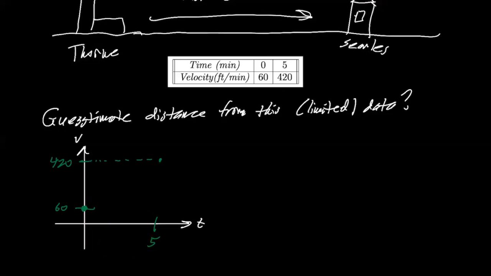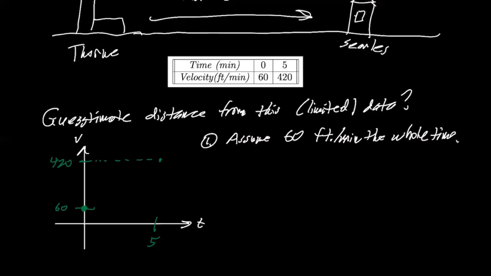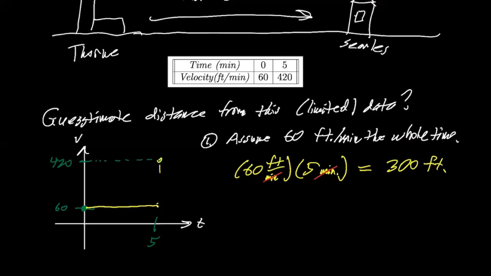Long story short, one possibility is we could assume we're going 60 feet per minute the whole time. I can run 60 feet per second, but I don't know about you. So for 5 minutes, we're basically going 60 feet per minute. That would be something like this, and then maybe at the very last second it jumps up as I run in. So 60 feet per minute times 5 minutes: you multiply those two, because distance equals rate times time. See how the units cancel out, and we get feet. That would be 300 feet. So that's one crude estimate.